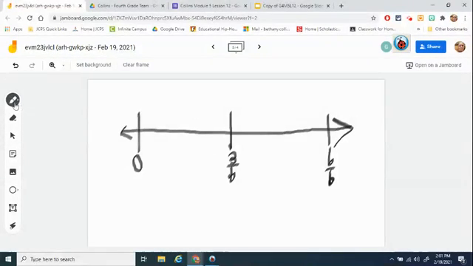Okay, so it said to plot 2/6. So if we plotted 2/6, we're going to look. There's 0. We would have to have 1/2. So 2/6 would be right about here.